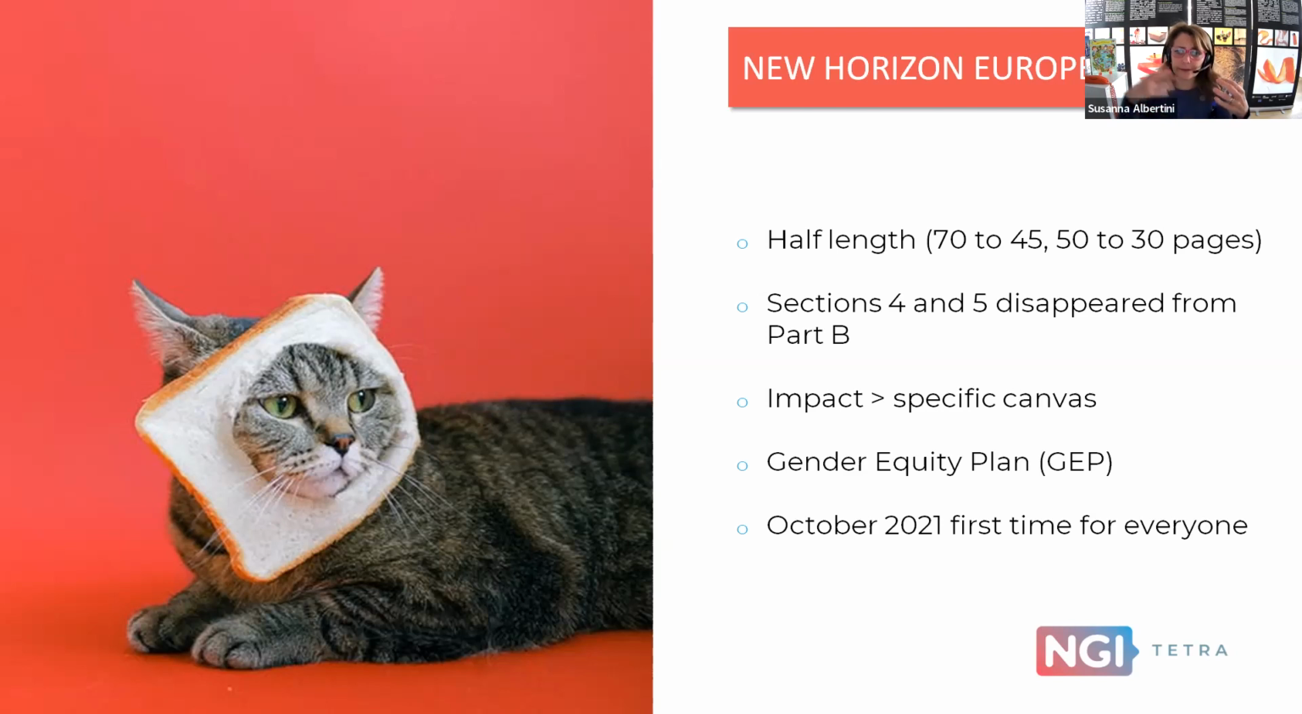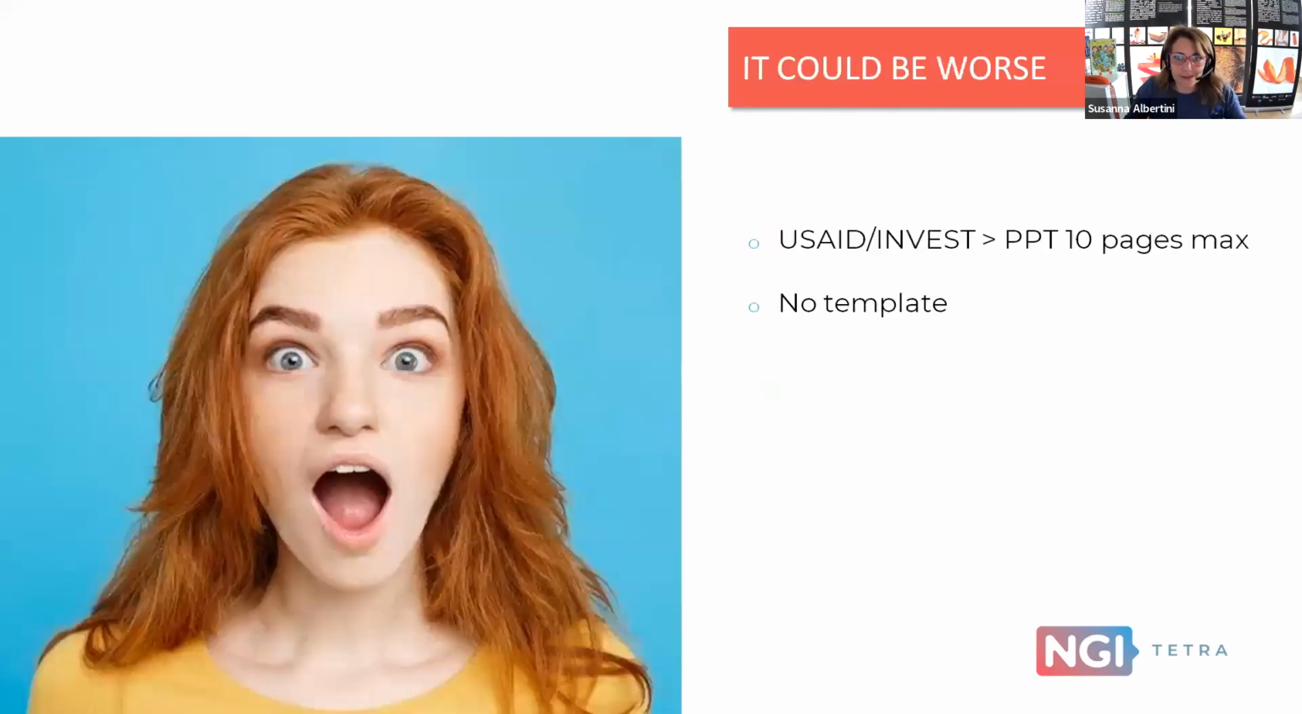Sections 4 and 5 disappear, and the impacts have a specific, very complex canvas. And then there are novelties like the gender equality plan. Consider that the previous calls in October were the first time for everybody. This was an advantage on one end; on the other end, nobody had a clue, and so we were all trying to invent new formats. But there are cases that are worse.